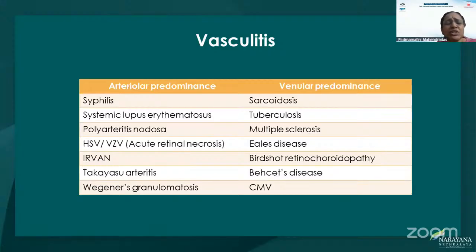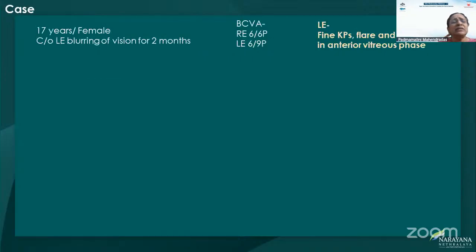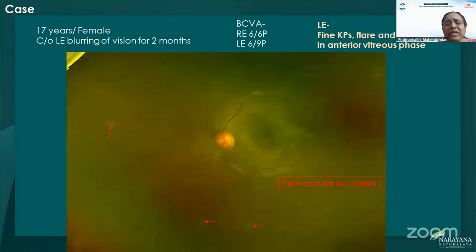Vasculitis can have arteriolar involvement or venular involvement. Primary arteriolar involvement is seen in syphilis, SLE, polyarteritis nodosa, viral acute retinal necrosis, IRBA, Takayasu's arthritis, and GPA. Whereas in venular, seen in sarcoid, TB, multiple sclerosis, Behçet's retinochoroidopathy, Behçet's disease, CMV can have both arterial as well as venular involvement. 17-year female presented with blurring of vision since 2 months.